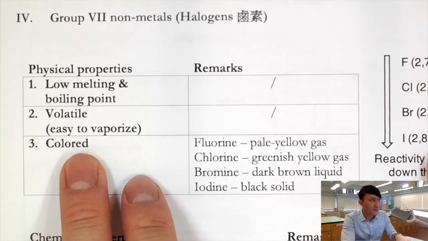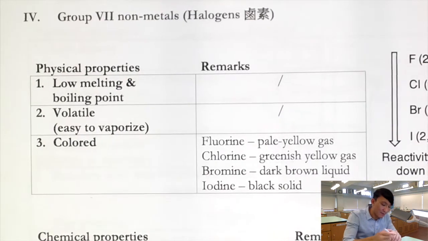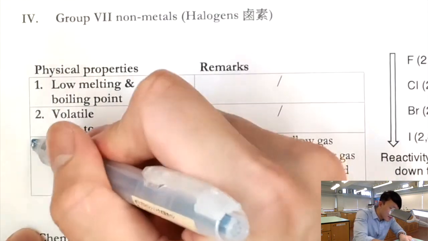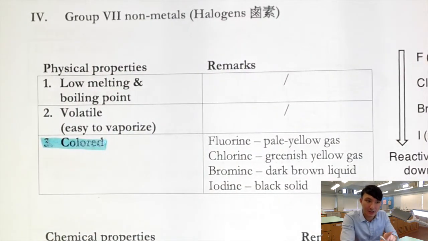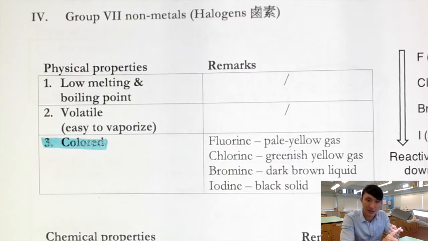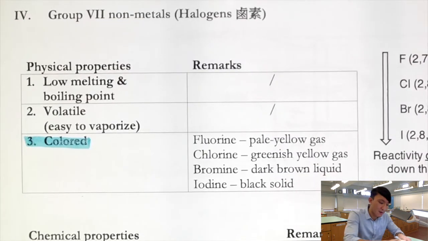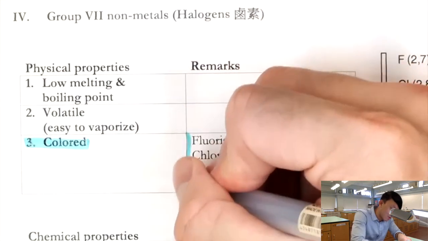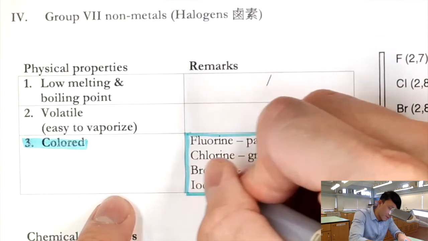Now thirdly, they are colored. Now this one is the most important part, about the color. Because for halogens, they have different appearances. They have different physical states. They also have different colors. So make sure you spend some time memorizing the physical properties, especially the appearances over here.